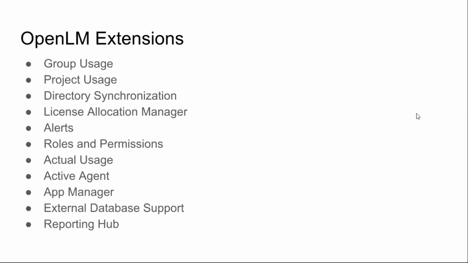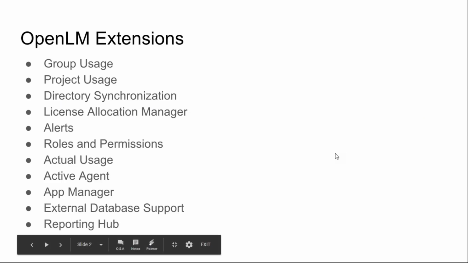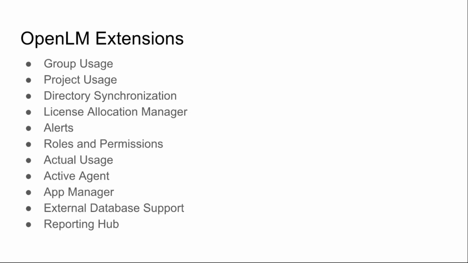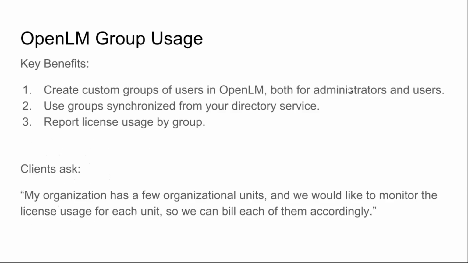Okay, so these are the OpenLM extensions. We have group usage, project usage, directory synchronization, alerts. You can see all the extensions we have, and we will go over them one by one and give you an idea of what they can give you, how they can help you. So we're going to start from bottom to top. We're going to start with the smallest extensions and work our way up to the more complex extensions.